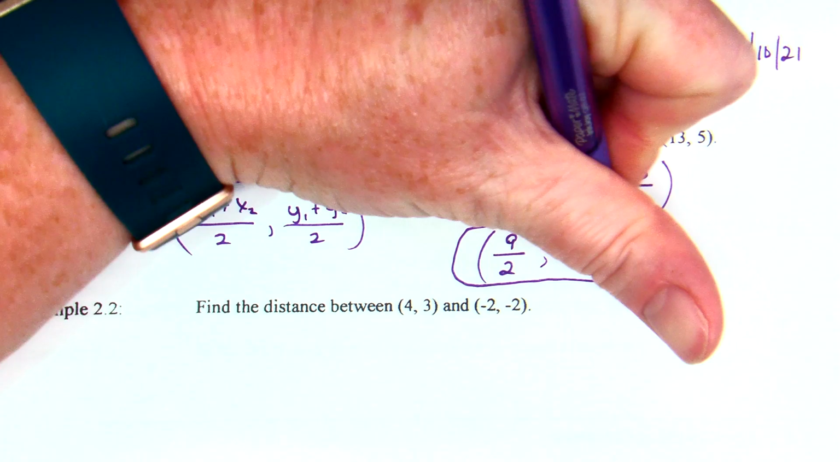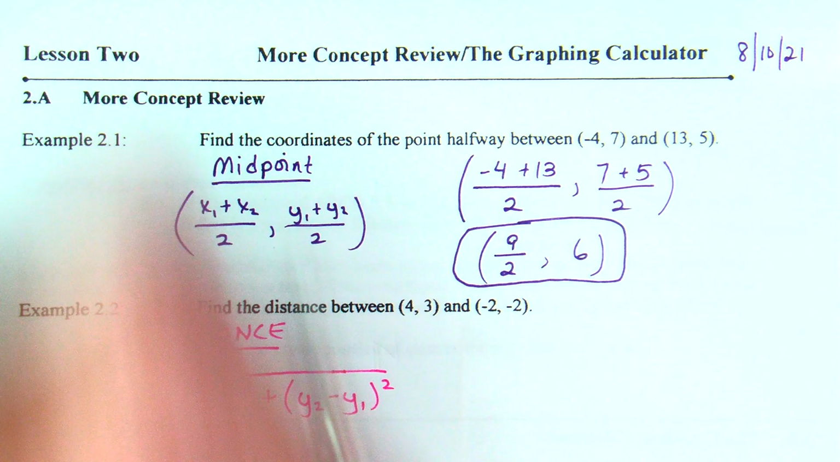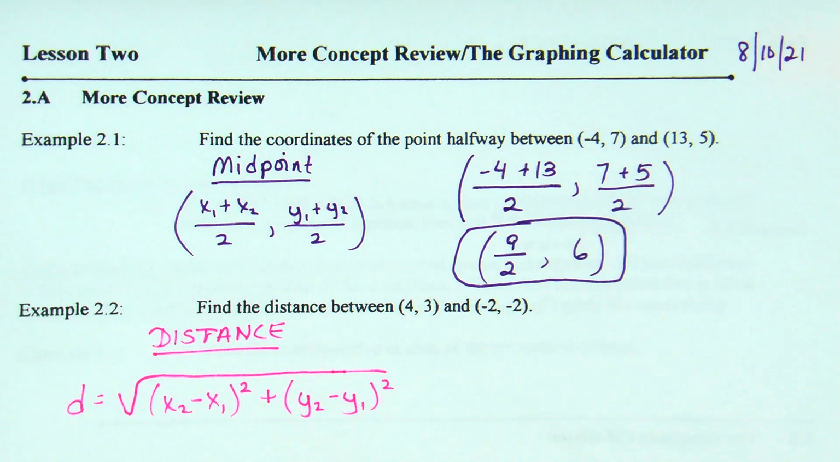Okay. Find the distance between 4, 3 and -2, -2. There is also a formula. Yes, it does have a square root. It's one big bad square root. This time it's x2 minus x1 quantity squared plus y2 minus y1 quantity squared, and that is all under one big square root.